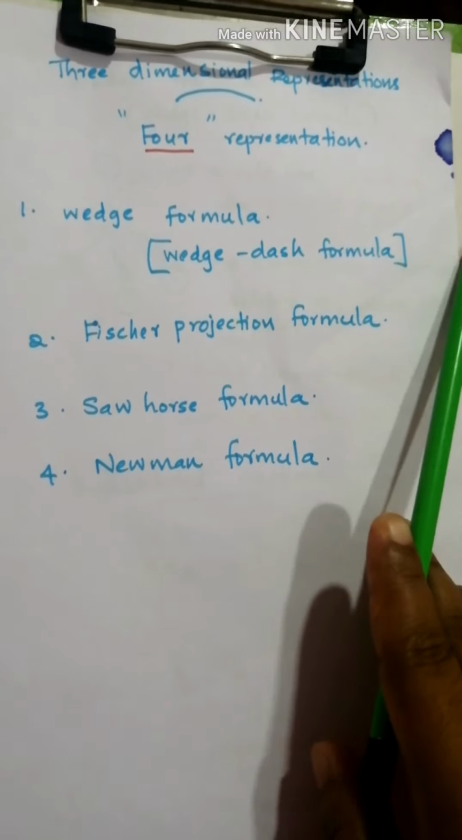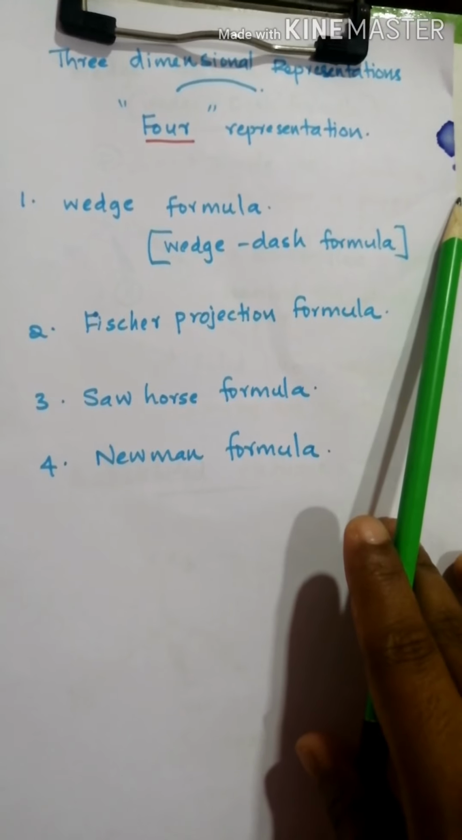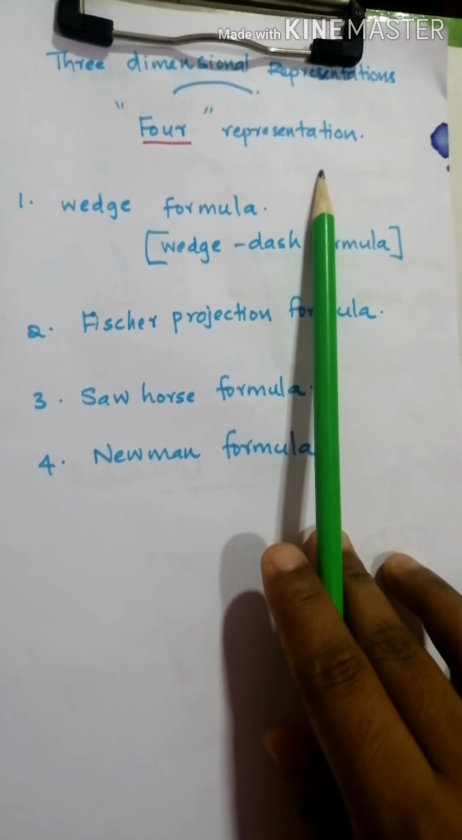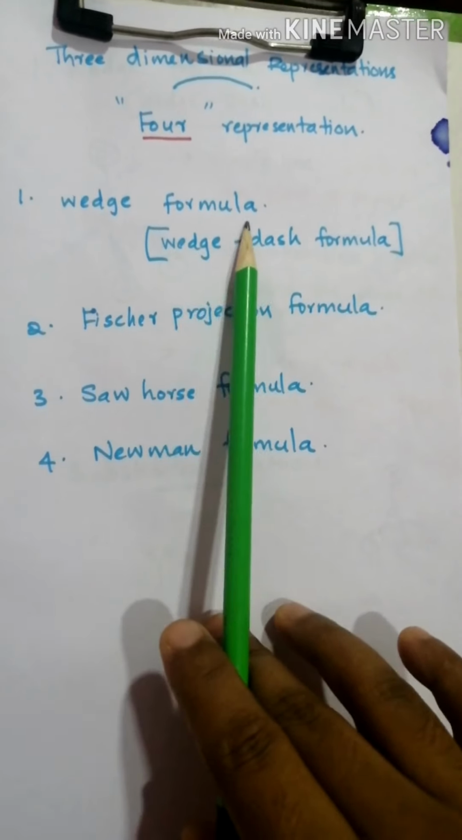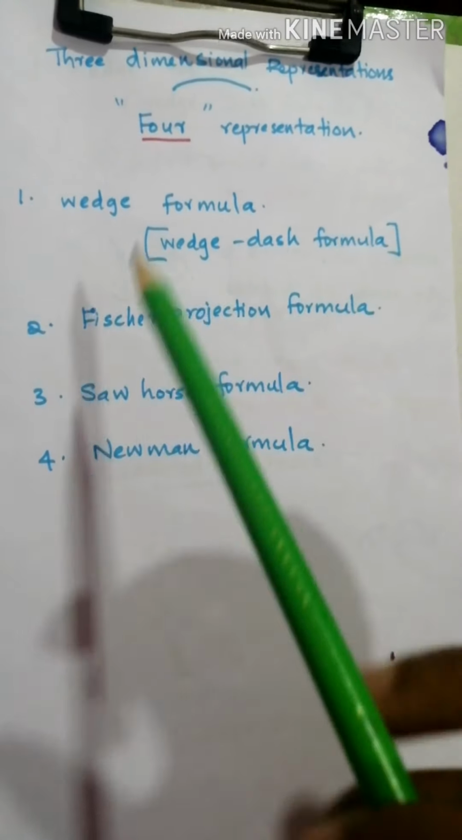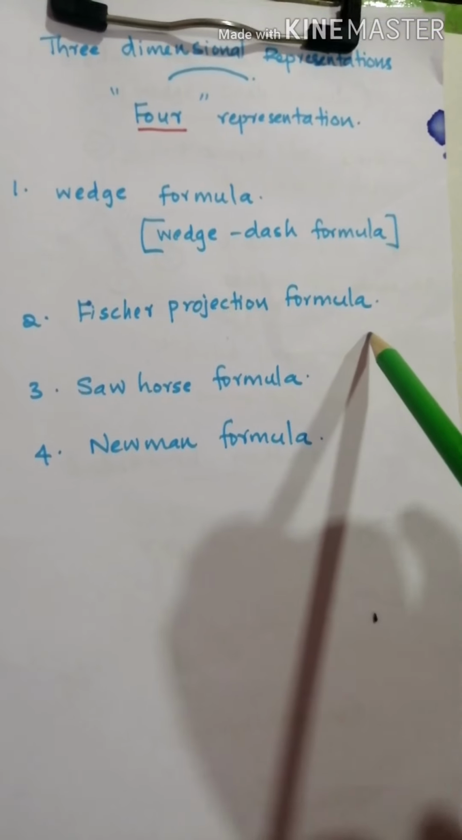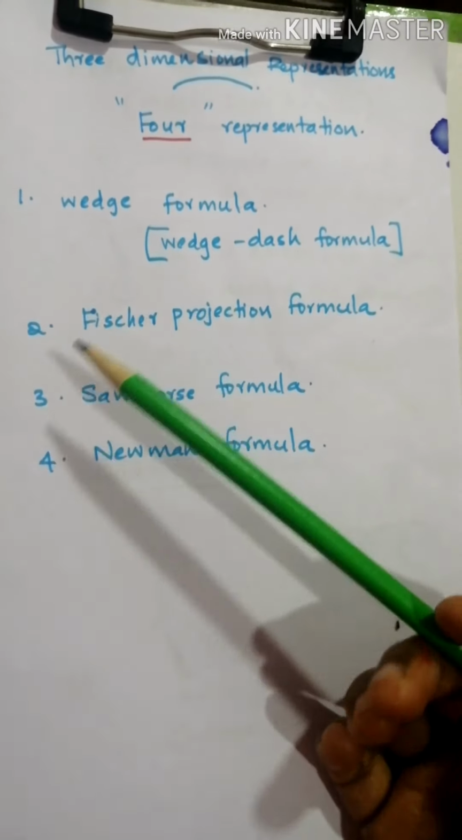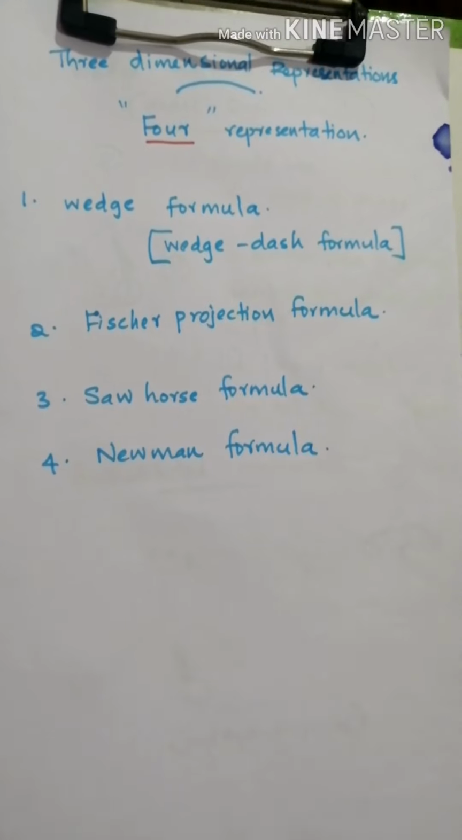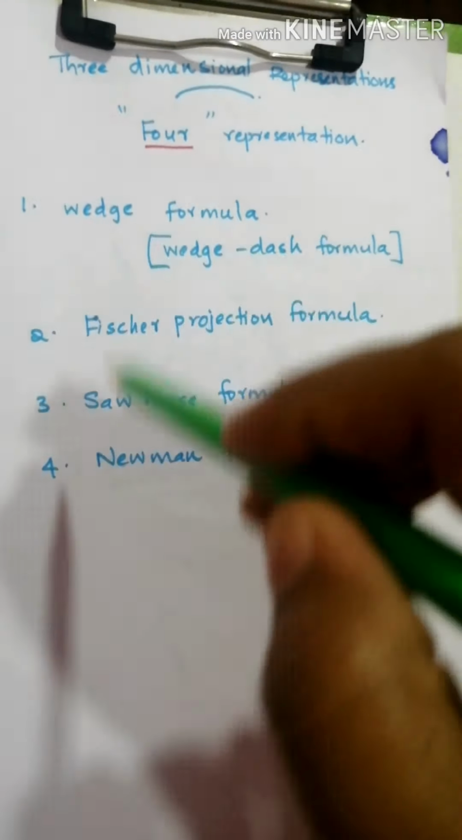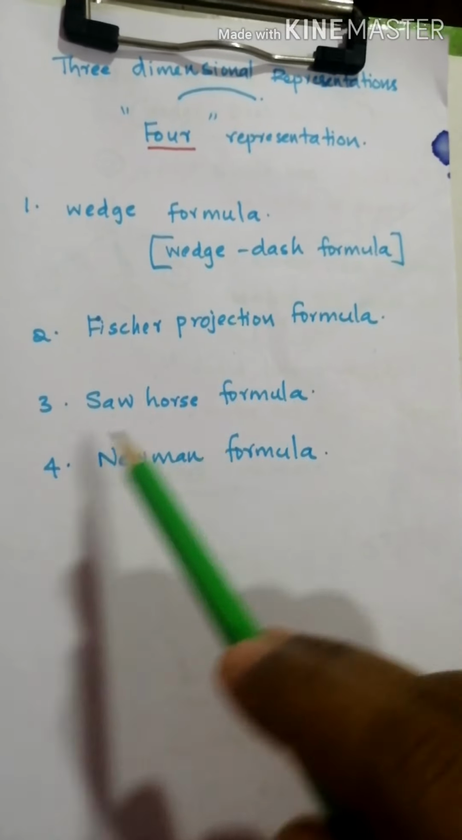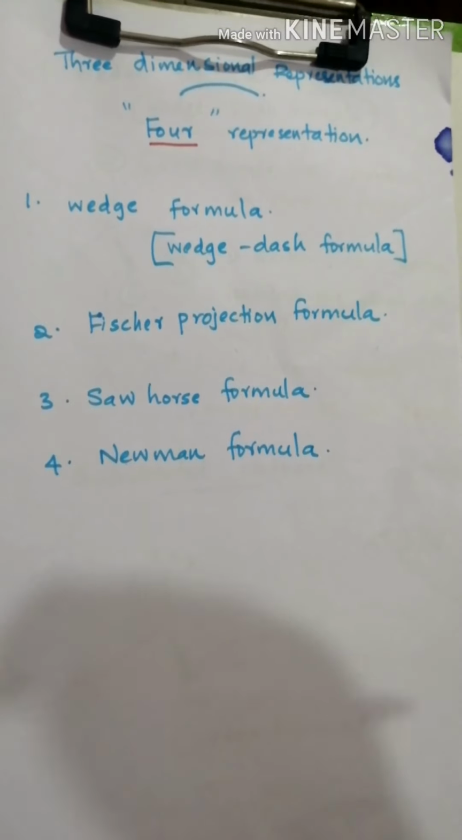Then, what are the three-dimensional representations? There are mainly four representations possible: the wedge formula, otherwise called the wedge-dash formula, the Fischer projection formula, the Sawhorse formula, and the Newman formula. These are the four representations of the three-dimensional view of an organic molecule.